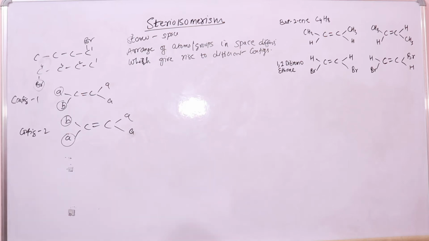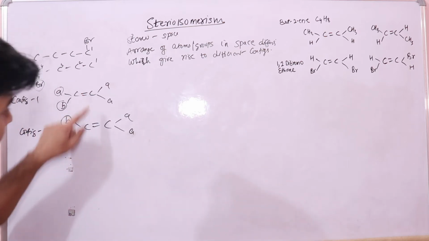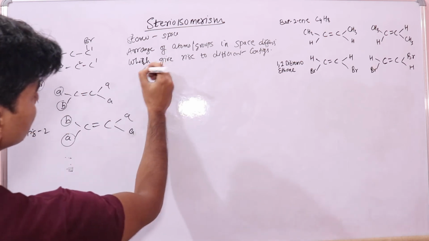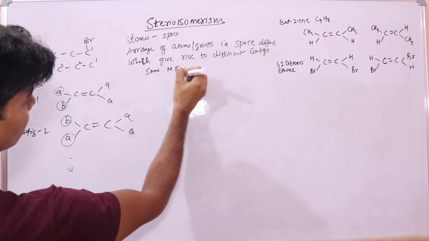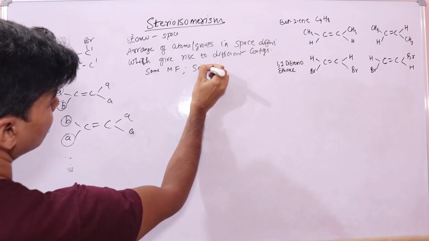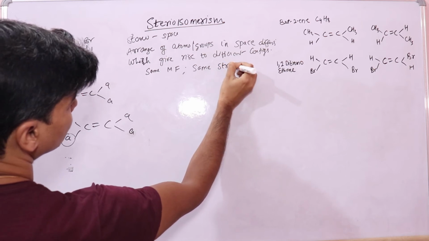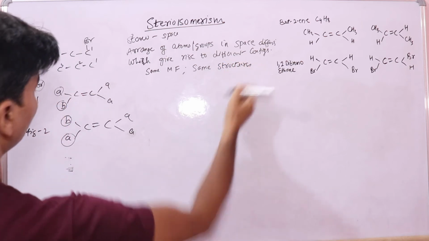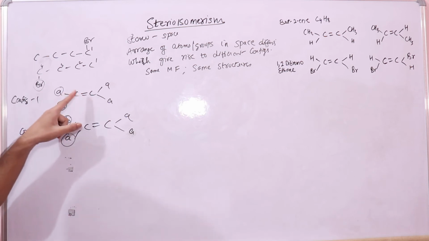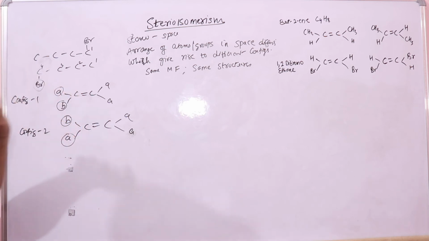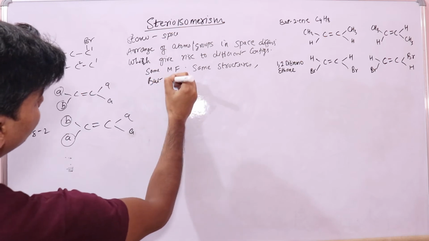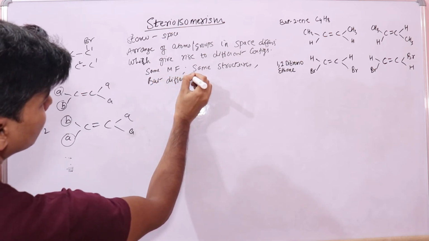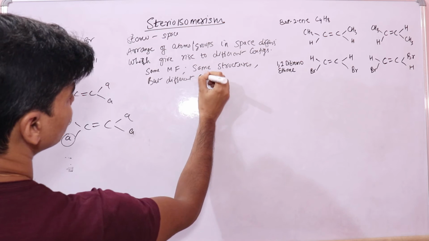So what we can conclude from here is that these two molecules have the same molecular formula, they have the same chemical structures. Why? Because they are similarly connected. Here A and B are connected to the same carbon atom, here also A and B are connected to the same carbon atom. So they have the same chemical structure but different space orientation.